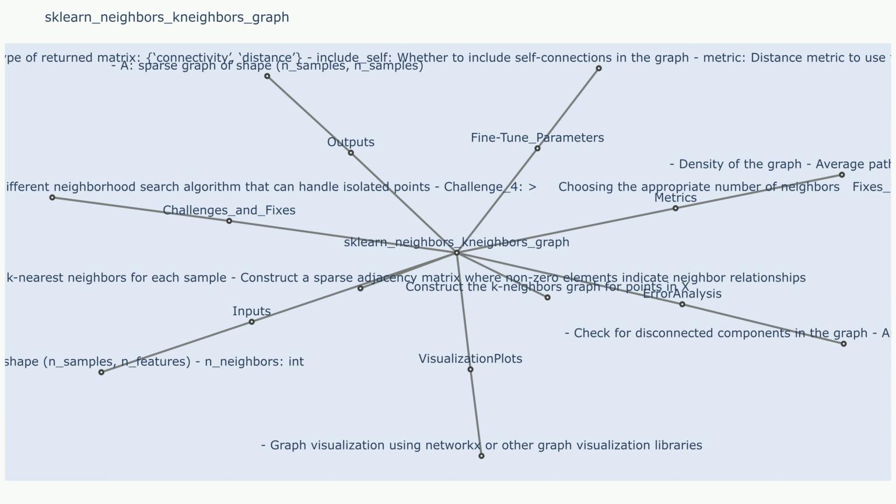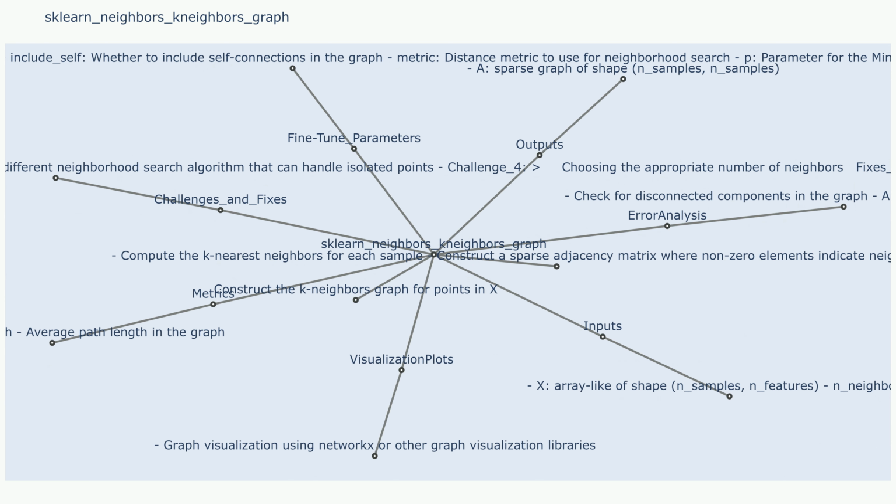n_neighbors. This parameter determines the number of nearest neighbors to consider for each data point. It directly influences the sparsity of the resulting graph. A higher value of n_neighbors leads to a denser graph with more connections between data points.